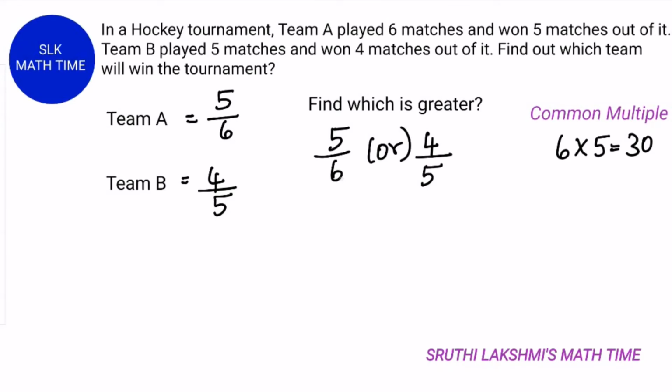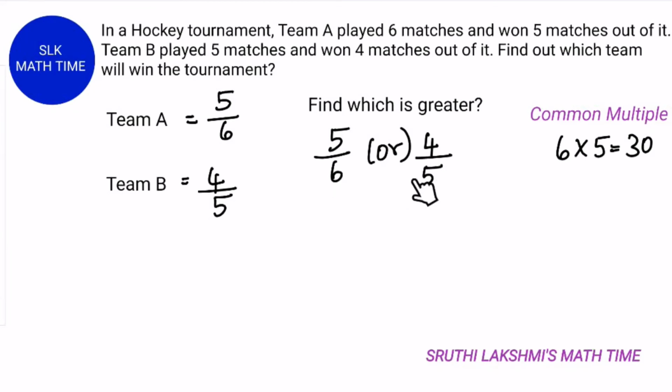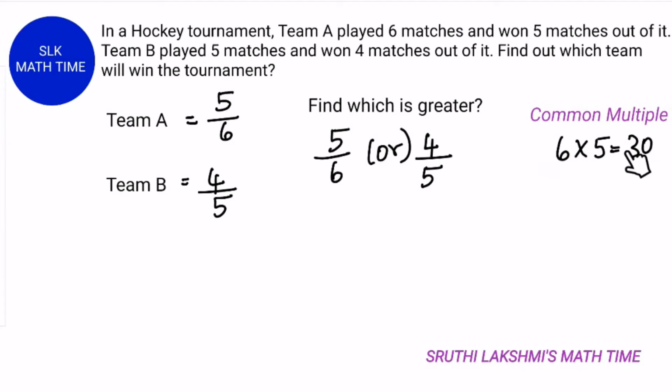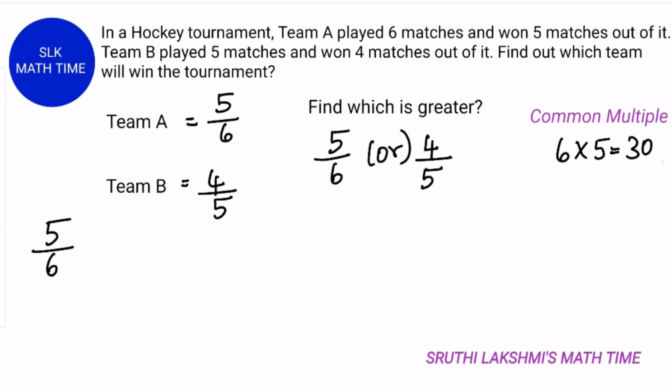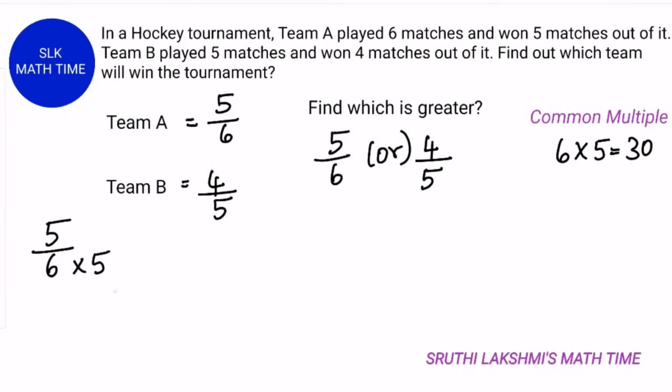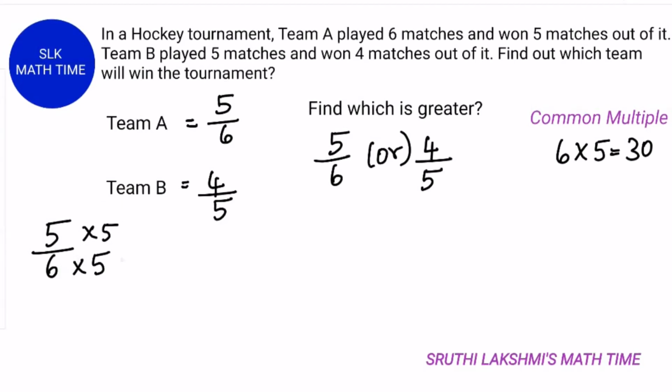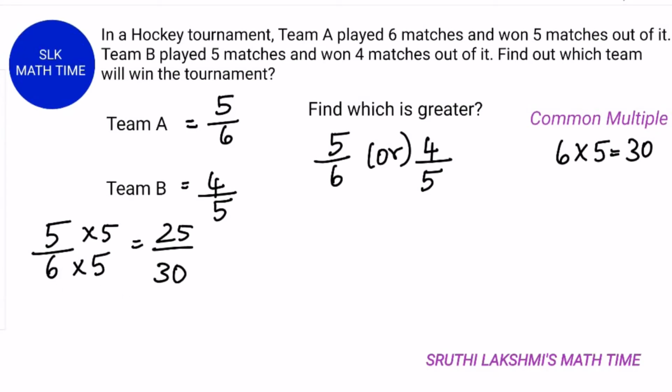We have to multiply 6 into 5 because 5 is a prime number. So 6 into 5 is 30. So the common denominator will be 30. So here the first fraction we are comparing is 5 by 6. So 6 into what equals 30? 6 into 5 equals 30. So we multiply the numerator and the denominator by 5. So 5 into 5 is 25 and 6 into 5 is 30.